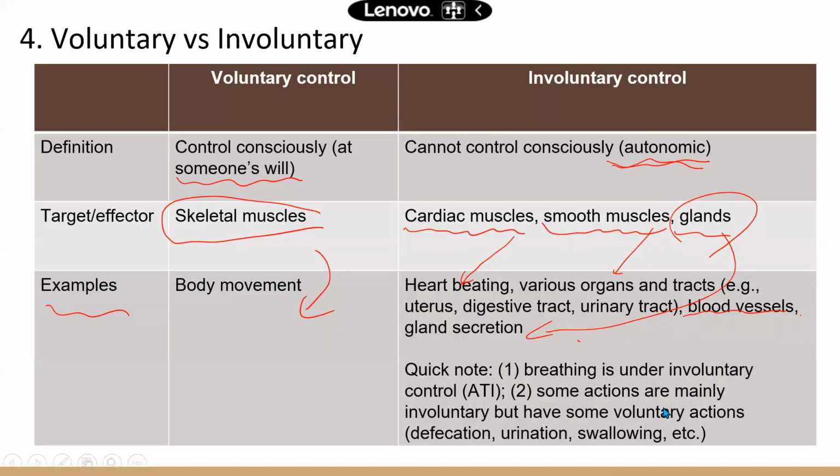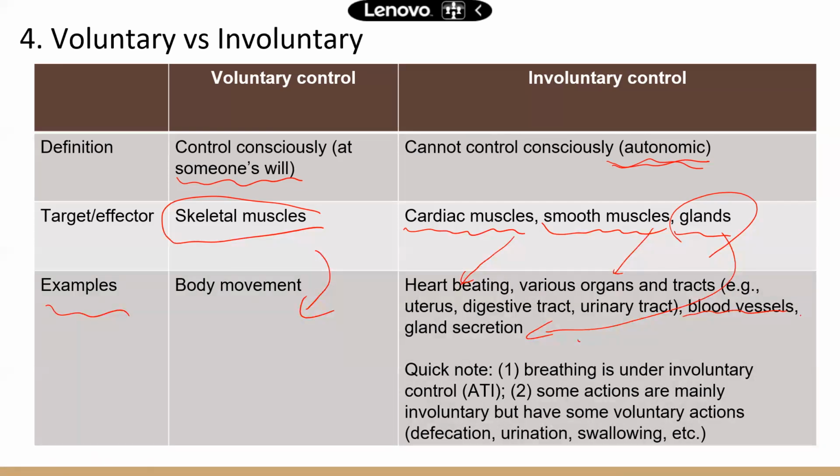Now, one small thing I want to point out is that according to ATI, breathing is under involuntary control. I know that some of you have taken an A&P class, and you know that diaphragm is one of the main breathing muscles, right? And the diaphragm is skeletal muscle that you can control. You also have intercostal muscles that are also breathing muscles, which are skeletal muscles, which are under voluntary control.